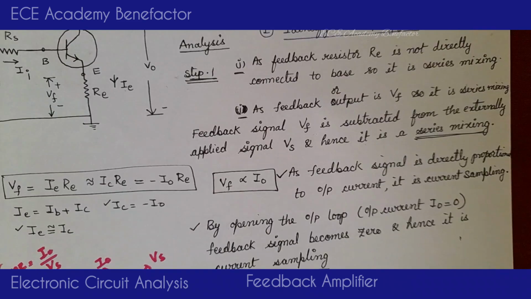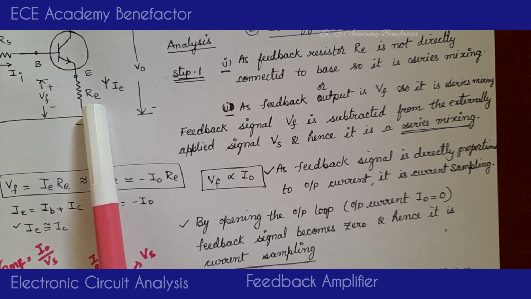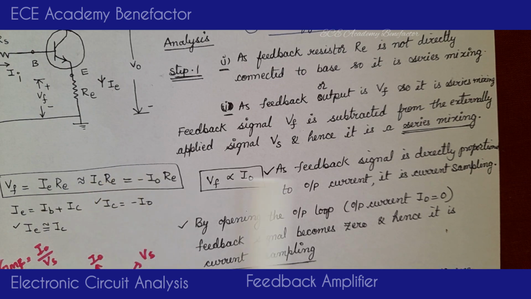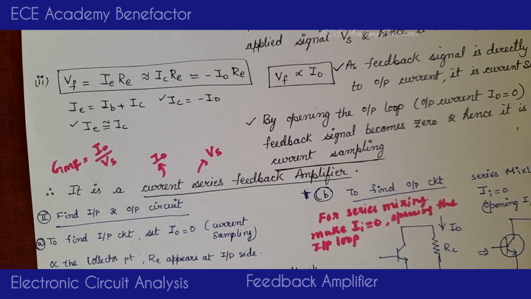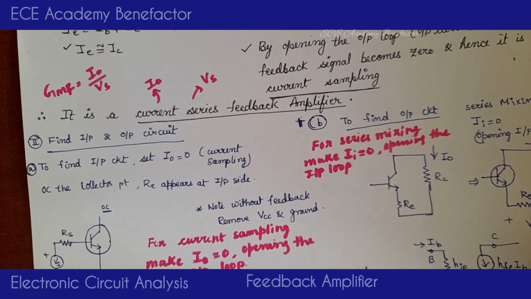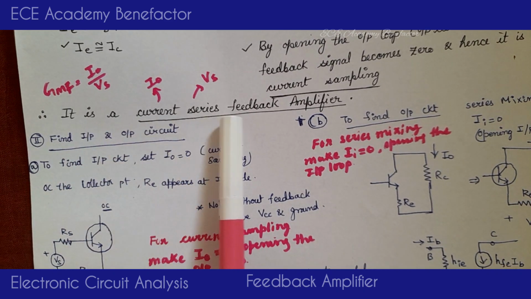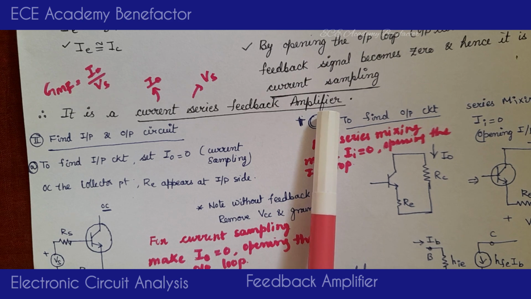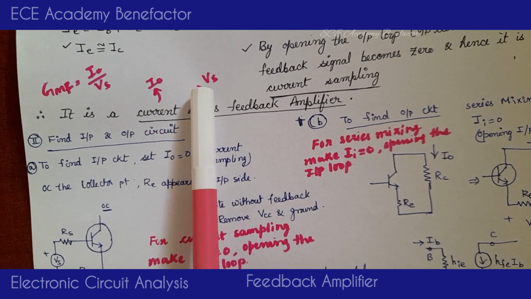So finally, what did you understand? It is series mixing and current sampling. So as it is series mixing and current sampling, what is the name of the topology? It is a current series feedback amplifier. Current is I0 and series means mixing.